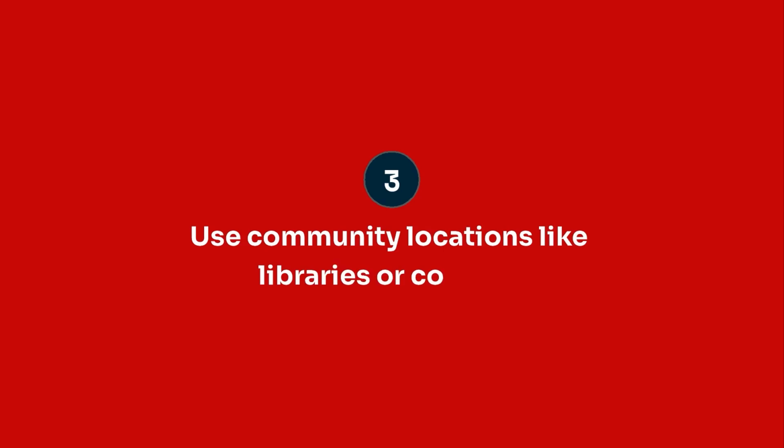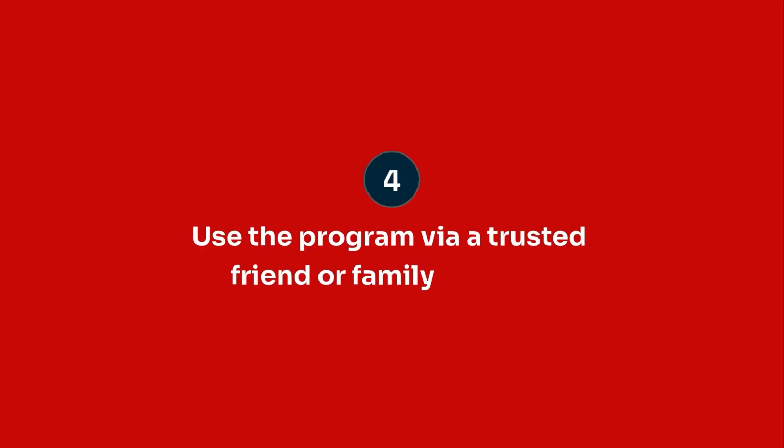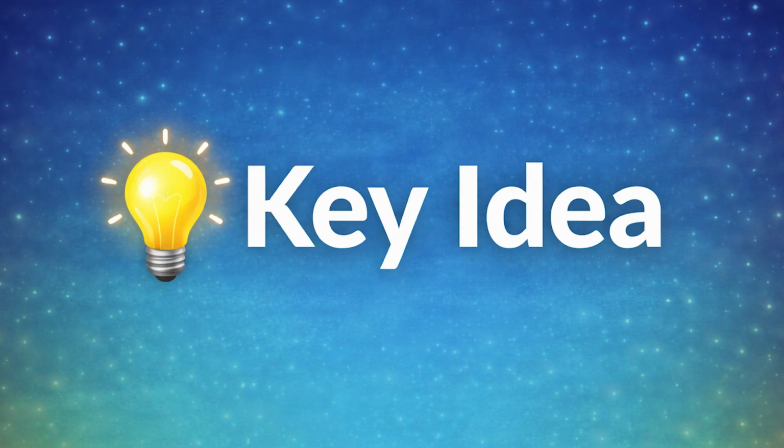Option 3. Community locations. Libraries, career centers, and colleges sometimes provide computers with professional software installed. Availability is different everywhere, so call ahead and ask. Option 4. Use someone you trust. If a friend or family member has the program, they may let you sit down and use it for a project.